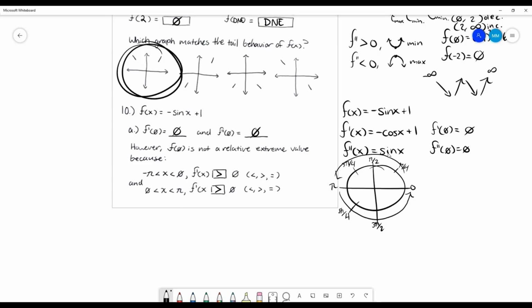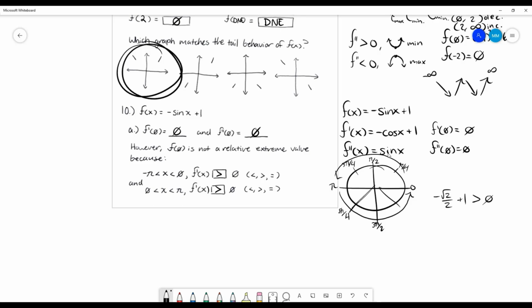If I plug that in, I'm going to get my cosine is negative square root of 2 over 2 plus 1. This is less than 1, so it's still going to be greater than 0. No matter where I pick a point in here, that's going to be greater than 0. So if on both of these intervals it's always greater than 0, then there's no shift at this point.